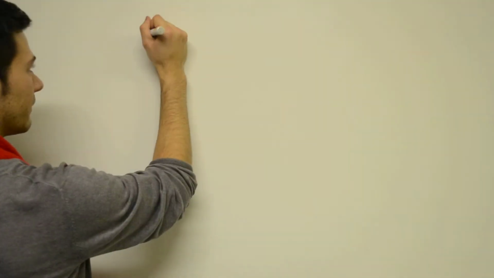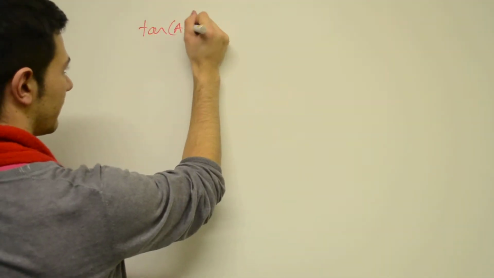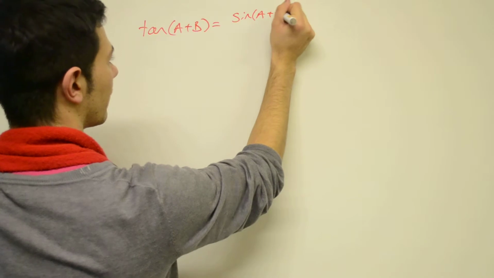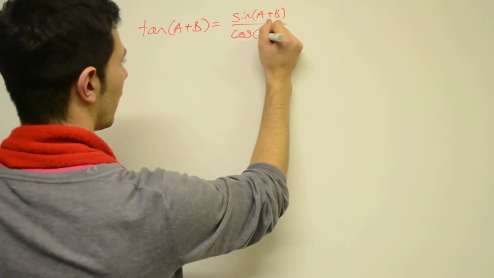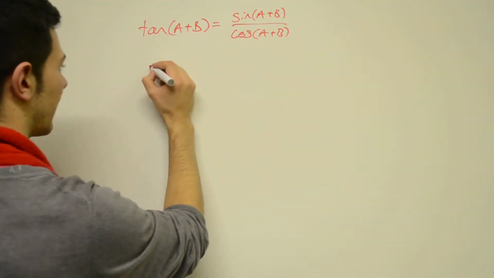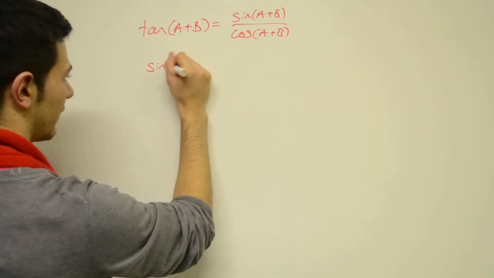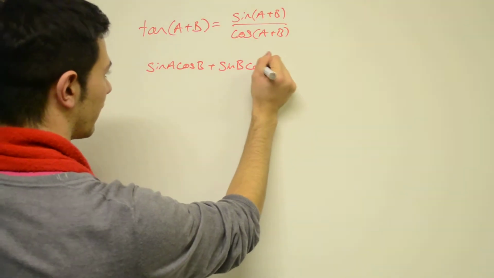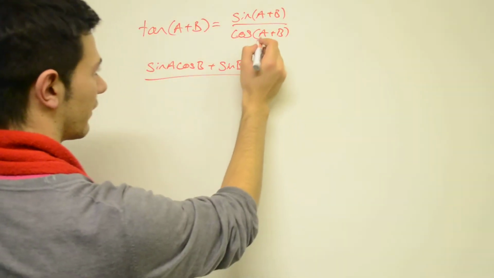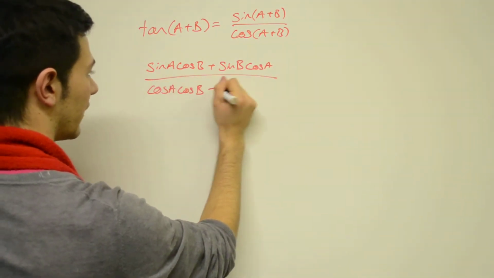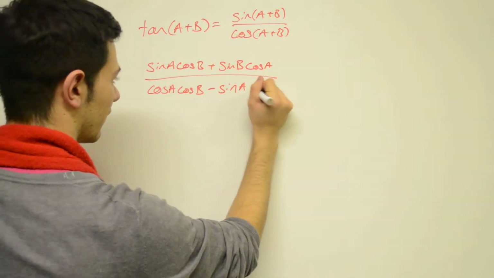So we have tan a plus b is equal to, by definition, sine of a plus b over cos of a plus b. So now we just use those two identities. We have sine a cos b plus sine b cos a, all divided by cos a plus b, which is cos a cos b minus sine a sine b.